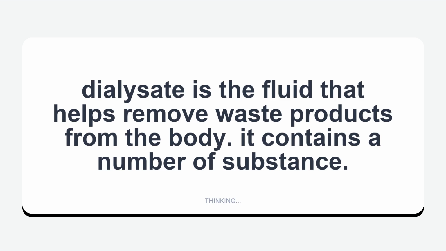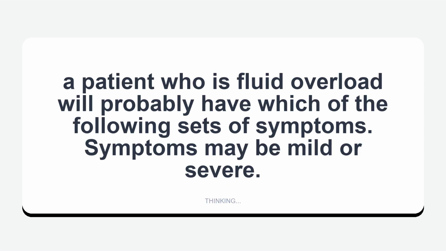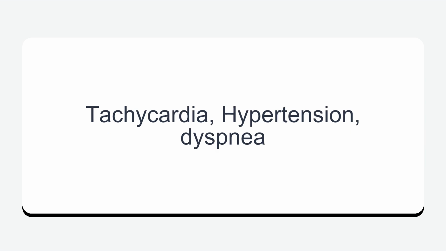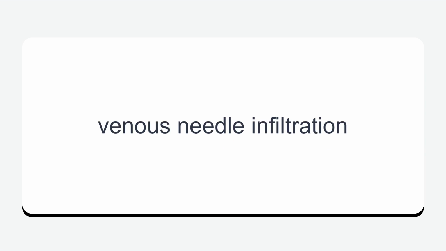Dialysate is the fluid that helps remove waste products from the body. It contains a number of substances: bicarbonate, sodium, potassium. A patient who is fluid overloaded will probably have which of the following sets of symptoms? Symptoms may be mild or severe: tachycardia, hypertension, dyspnea. Which of the following situations will cause an increase in venous pressure during dialysis? Venous needle infiltration.